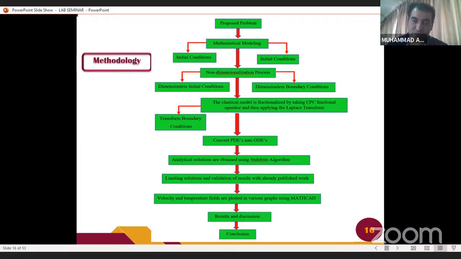As in the given model, we consider a rotating frame, so it will give us a complex system of equations. That's why an exact solution of this problem is not possible. So it's very complex, and we use an analytical technique. By using the Stehfest algorithm, limiting solutions are obtained for the sake of validation, which will verify our result. Velocity and temperature fields are plotted in various graphs using MathCAD. Results and discussion I will discuss, and then at the end we list the conclusion.